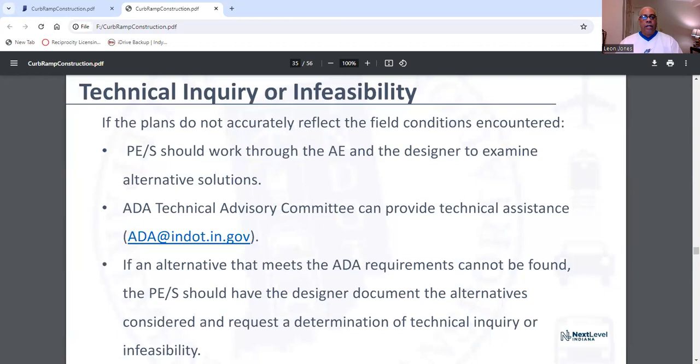Now, again, if the plans do not accurately reflect the field conditions encountered, you're out in the field, you should work through the area engineer or your ACE and the designer to examine alternative solutions. Now, the ADA Technical Advisory Committee, and this is Indiana, can provide technical assistance. And there's the email, ada@ndot.in.gov, PennDOT, Pennsylvania.gov, ND.gov.